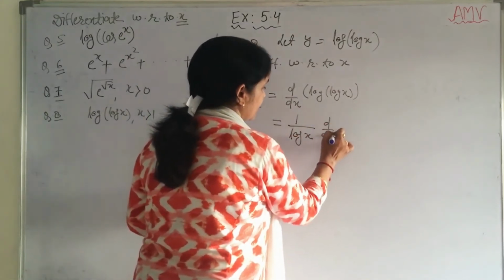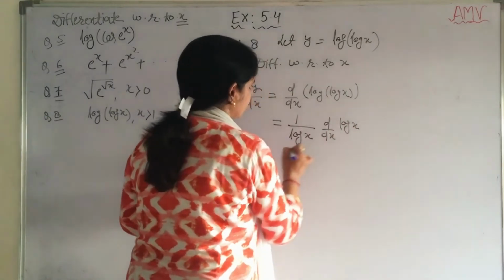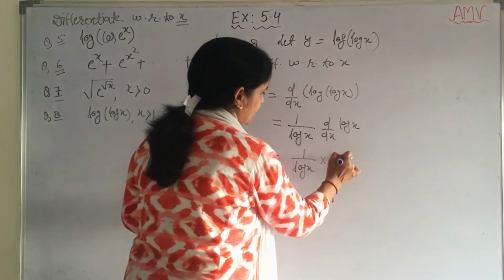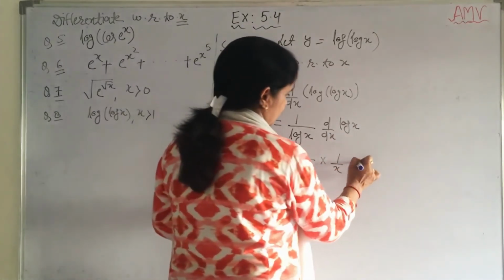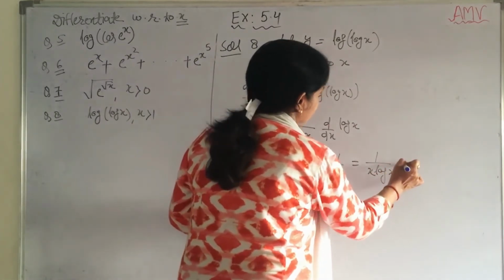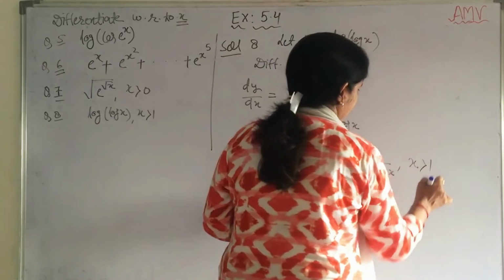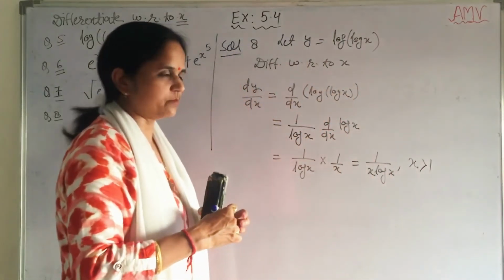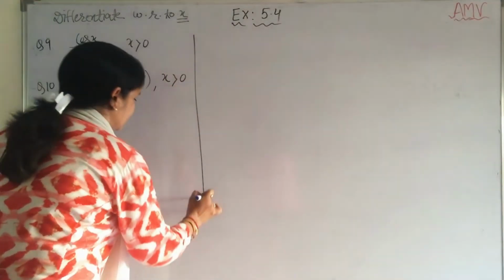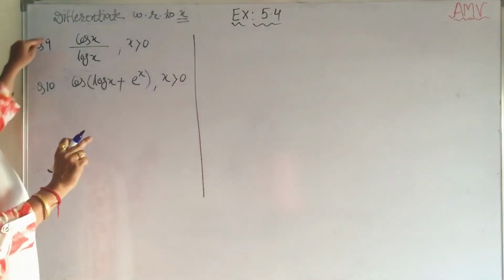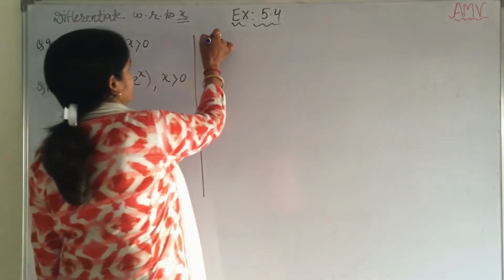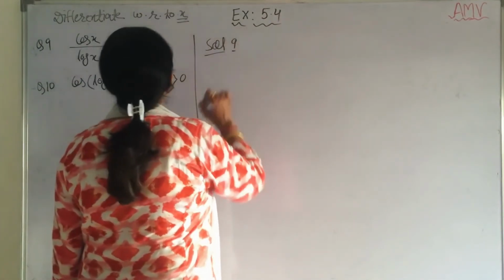And now again derivative of log x. Okay. So it is 1 by log x and derivative of log x is 1 by x. Okay. So it is 1 by x log x for x greater than 1. Okay. Now move for the next question. Question number 9. The question is differentiate with respect to x: cos x by log x. Okay. So solve the question.